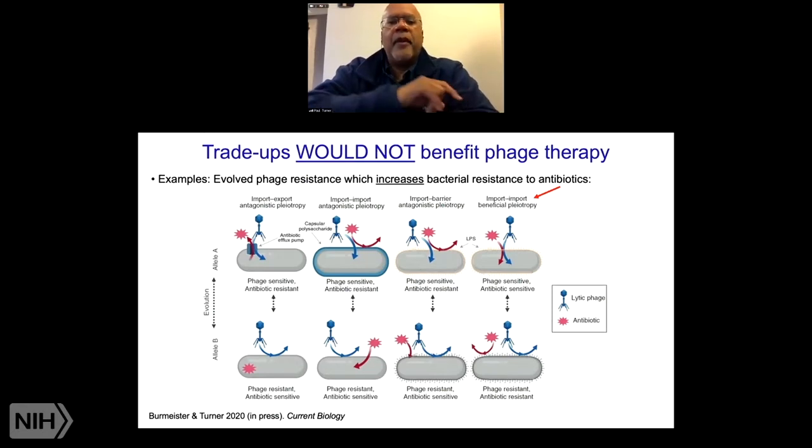I mentioned trade-ups a moment ago, but if you consider this final example in this cartoon, imagine you have a phage and an antibiotic that are entering the cell through exactly the same porin. In this case, if the bacteria evolve resistance to the phage, they're also going to evolve resistance to an antibiotic, which is clearly not something that we want.